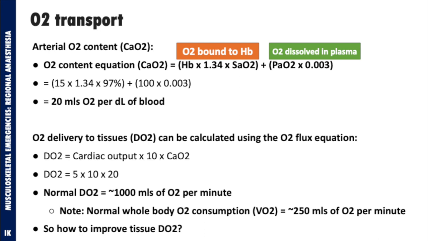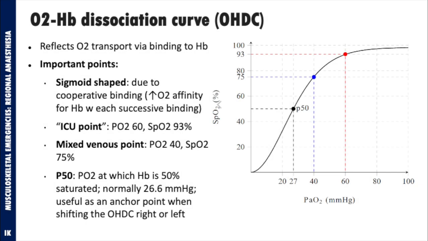Just good luck, eh? So how are you going to improve tissue DO2? Let's say a patient develops tissue hypoxia, lactic acidosis. What you can do is improve the Hb, increase the SaO2 or PO2, or you can increase the cardiac output. So how are you going to increase the cardiac output? Either increase the preload, increase the contractility, or decrease the afterload.